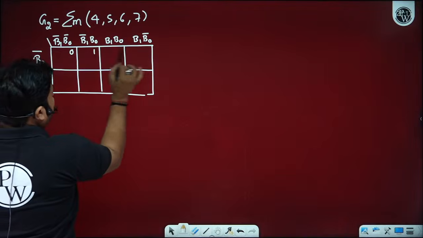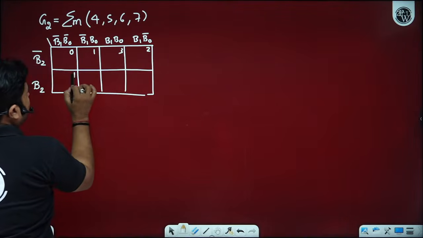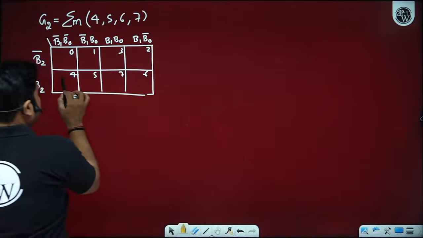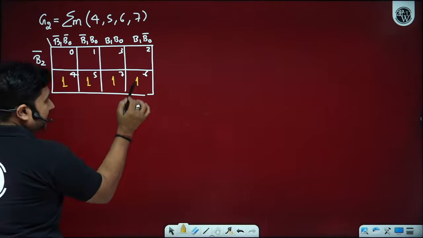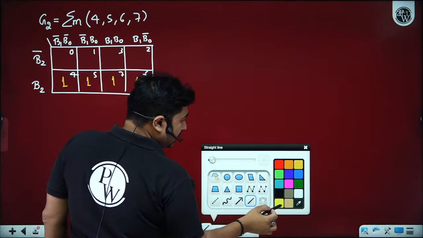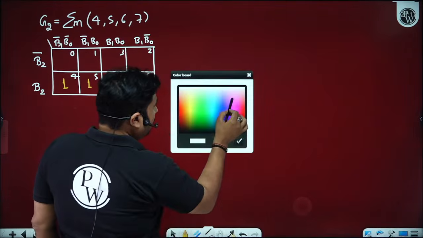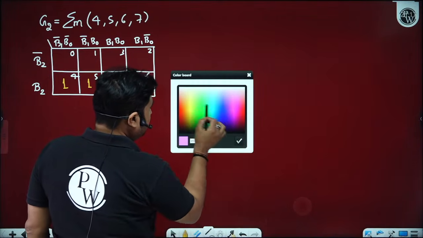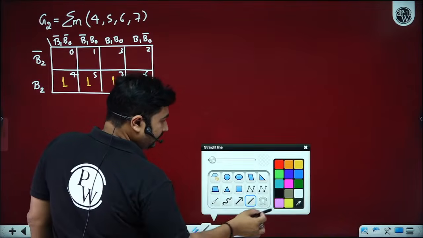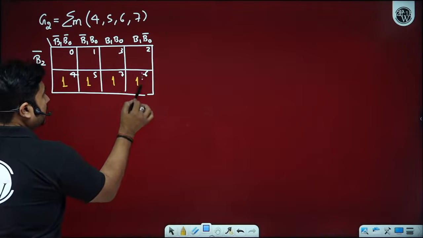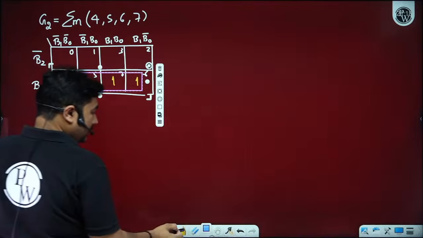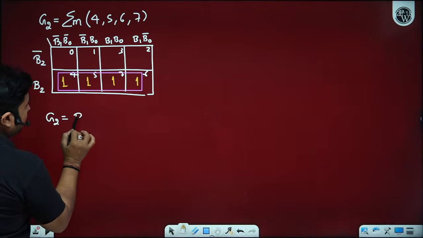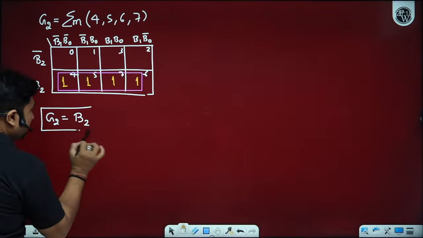So we have 0, 1, 2, 3, 4, 5, 6 and 7. Here we are getting output logic high on the binary conditions of 4, 5, 6, 7. All of you can easily observe that it's a simple quad. So with the quad we have output G2 as B2. So output G2 is B2.